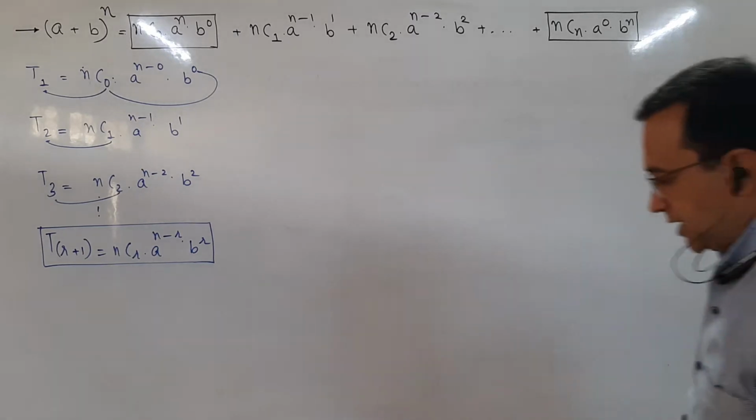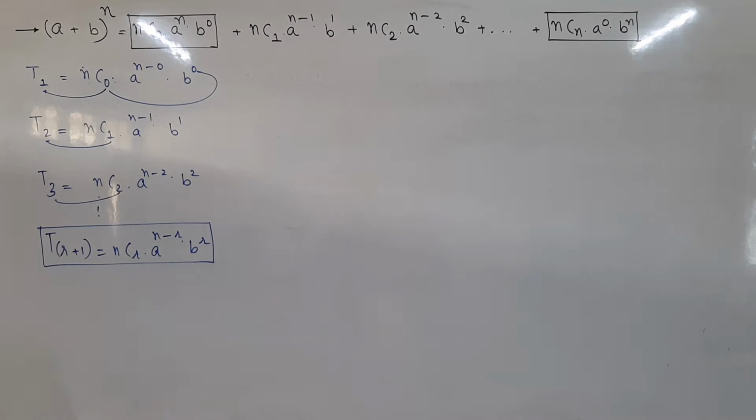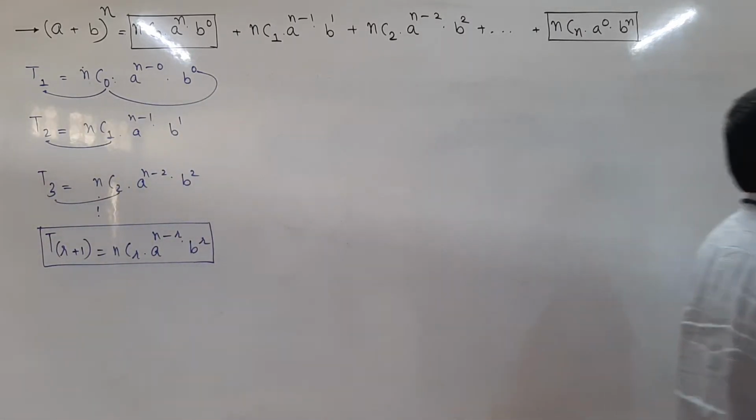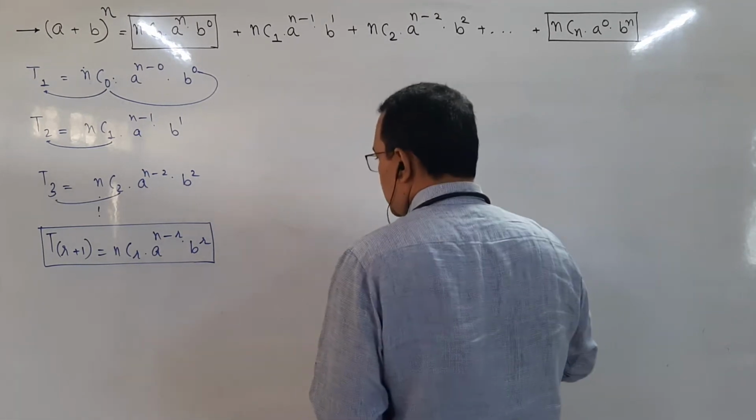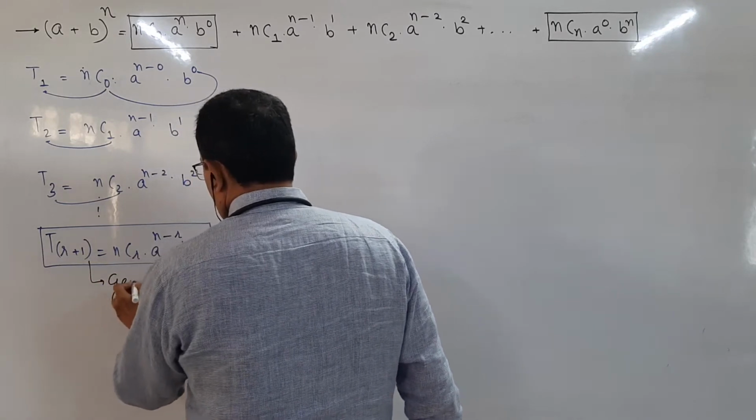So what is the technique? Whatever term you have to obtain, the value of R should be 1 less than that. Suppose you want to obtain the third term, then take R equal to 2, because if I take R equal to 3, then I will get the fourth term. So whatever number term we have to obtain, we have to take R 1 less than that. Suppose I want to obtain the fifth term, I will take R equal to 4. Suppose I want to obtain the eighth term, I will take R equal to 7, like that, students. So this is the general term formula of the binomial theorem.